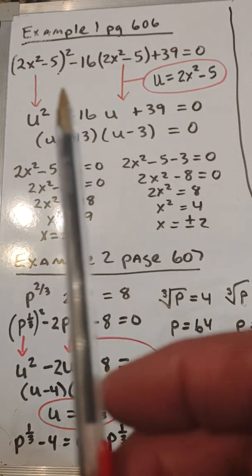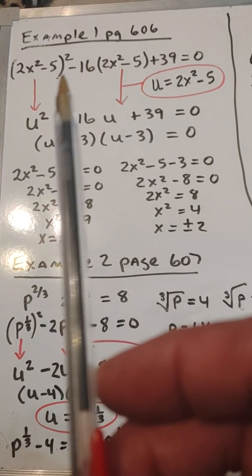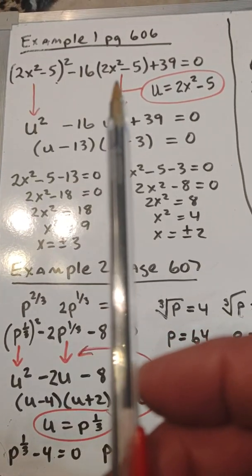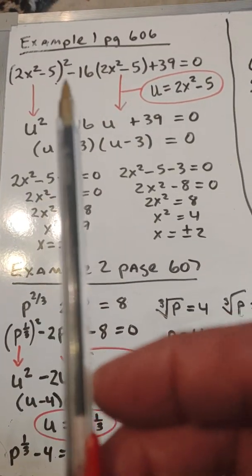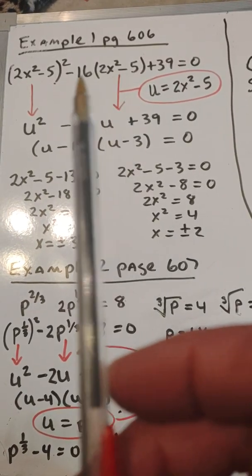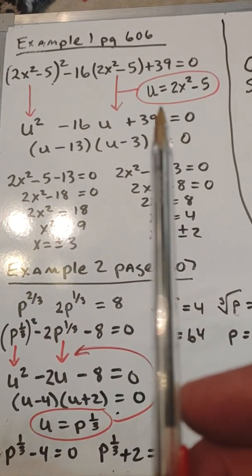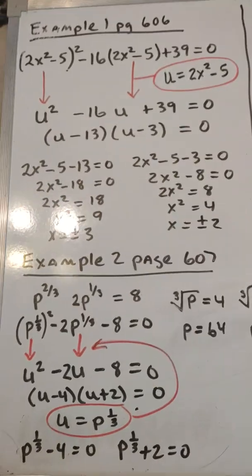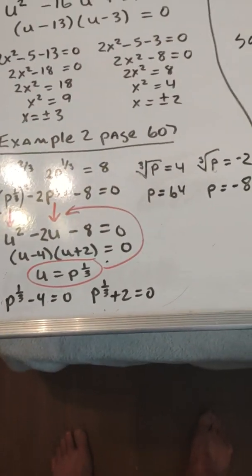So all we're doing is setting the problem up as a quadratic, but because we have the same term in the square and in the single x, we're substituting u in there, and then we're bringing it back at the end. There's another example.